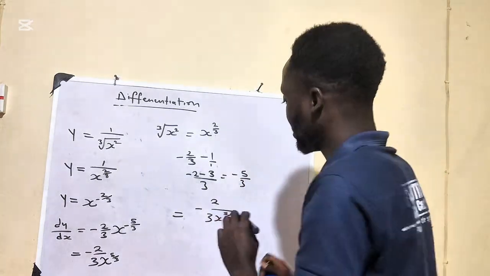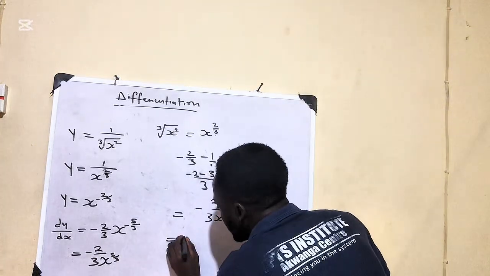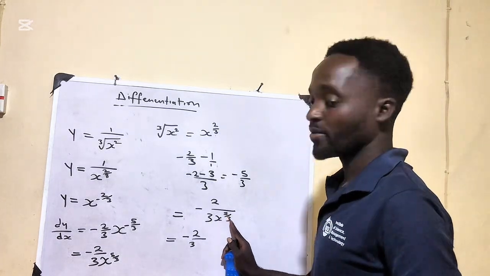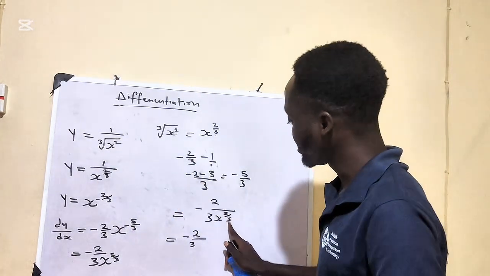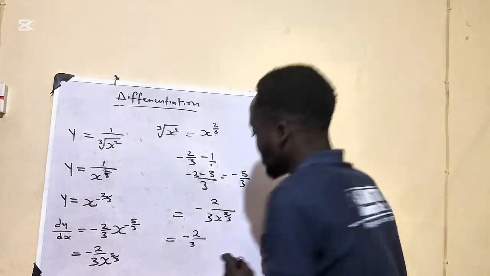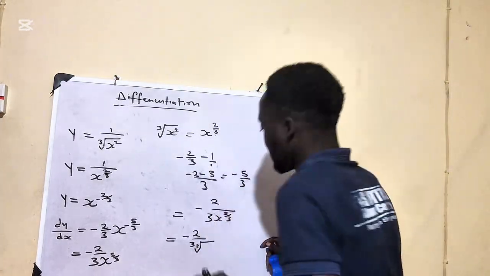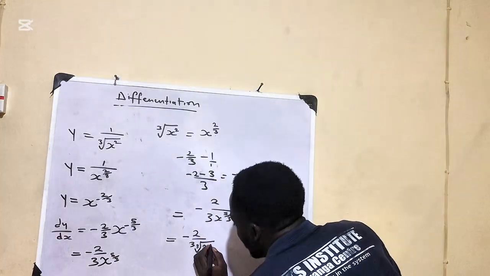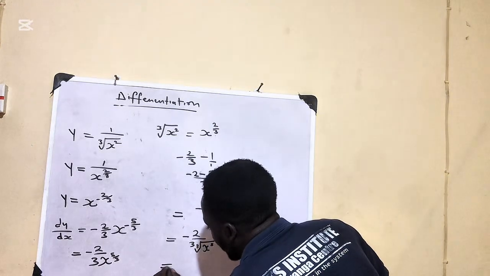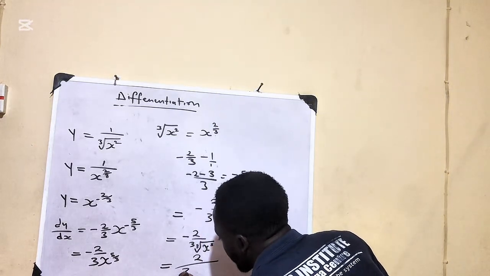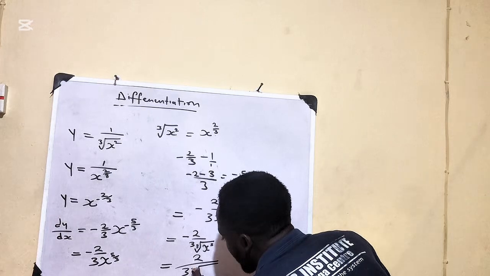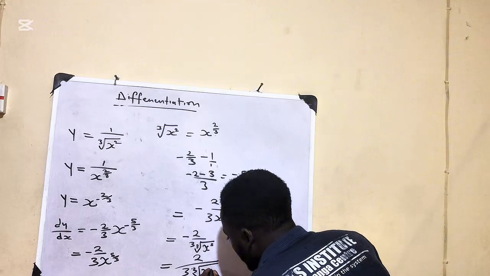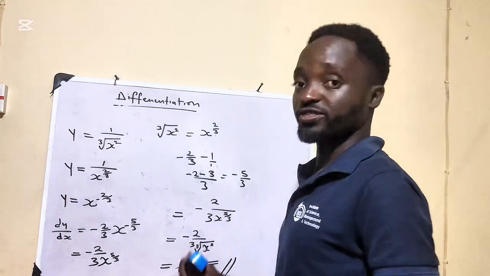From here again, I can rearrange it properly. This is going to be 2 over 3 times x to the power of 5 over 3. Using the illustration I gave earlier, you can see that this 3 that is down is going to be the cube root. Then I write my x, and this 5 is going to be the power, just like this 2. So if I write it properly, we'll have 2 over 3 times the cube root of x to the power of 5. So this is the answer to this solution.